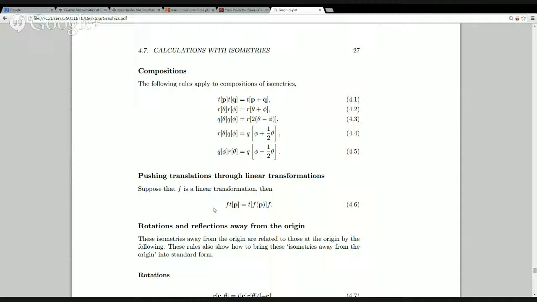Then there's a set of equations which take the rotations and the two types of reflections. Now, in general, these are going to be located at points other than the origin. And these equations here show you how to bring those into standard form, because the last expression in each case is always one of the standard form expressions. It's the linear transformation followed by the translation.